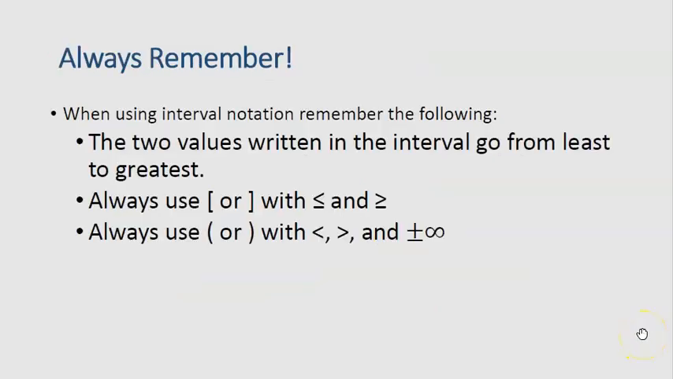It's important to remember the following when you're talking about interval notation. The two values in the interval go from least to greatest, so always the smaller one first, the larger one second. If you have less than or equal to or greater than or equal to, you're using brackets. If you have less than or greater than, or positive or negative infinity, you're using parentheses. In the next video, we'll look at examples of solving linear inequalities and we'll work with interval notation.